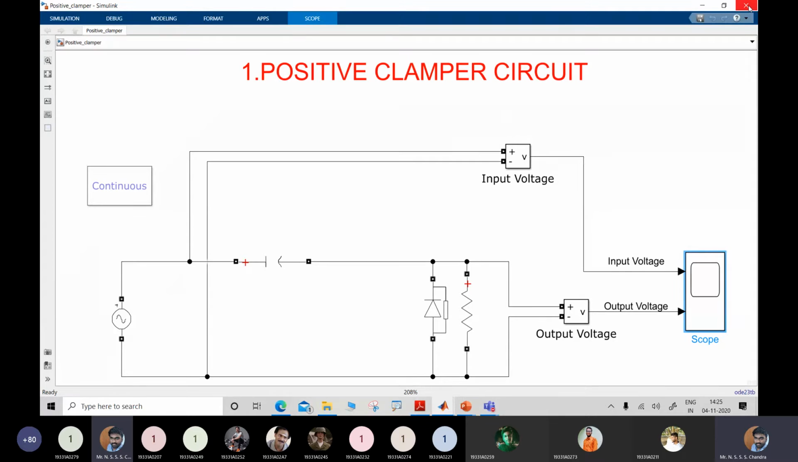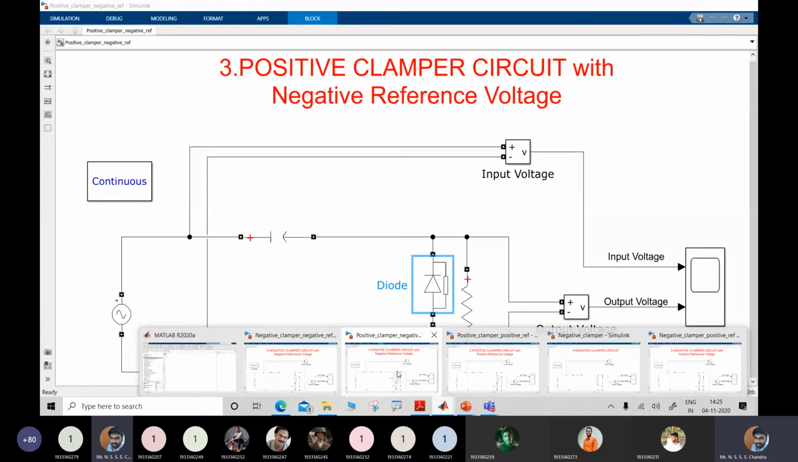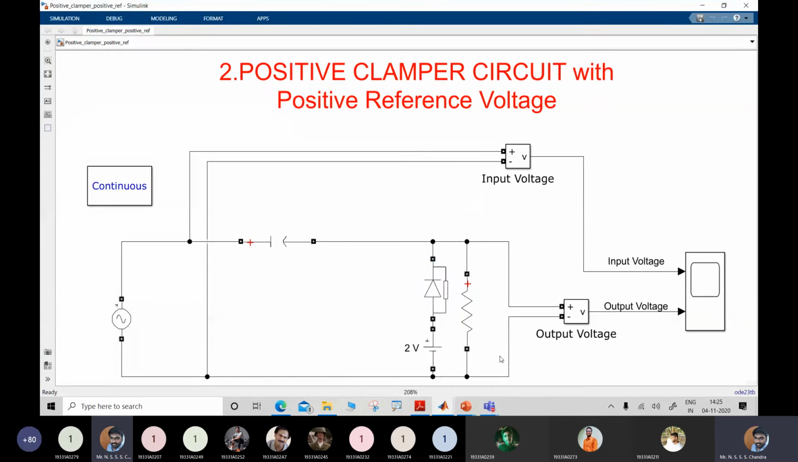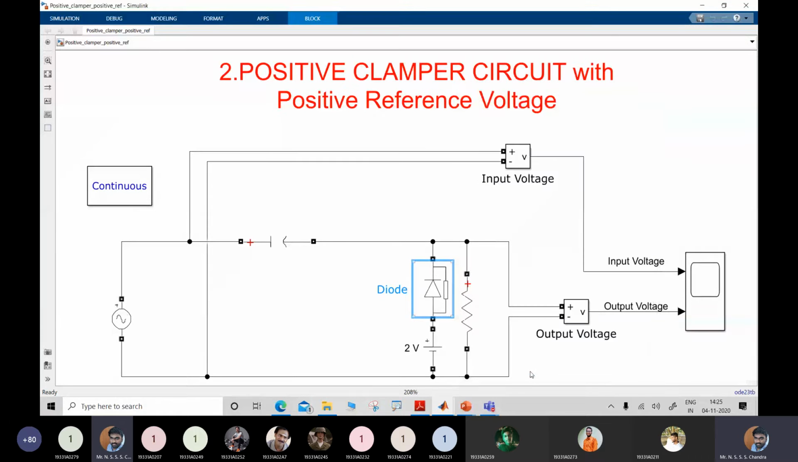So this will close. The second circuit is the positive clamper circuit with positive reference voltage. So initially I'm considering the ideal diode. In the ideal diode case, your capacitor will now charge not until 10 volts peak. So what's the value it will be charged to? It will be charged to 10 plus 2 volts. Okay, it will be charged to 10 plus 2 volts.